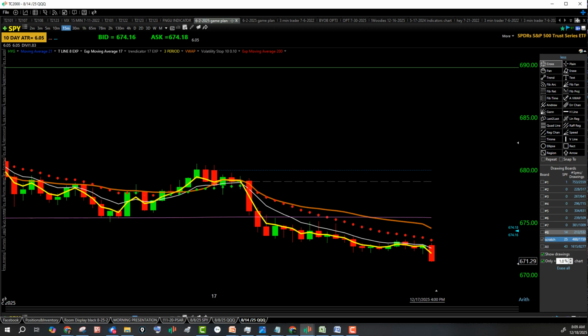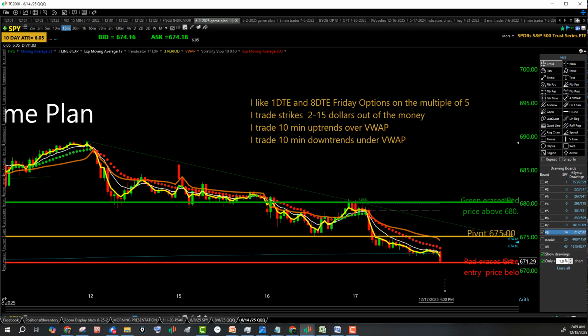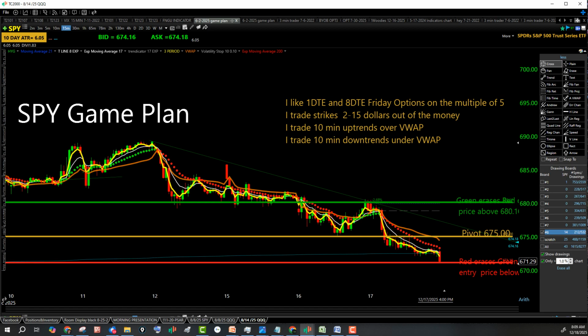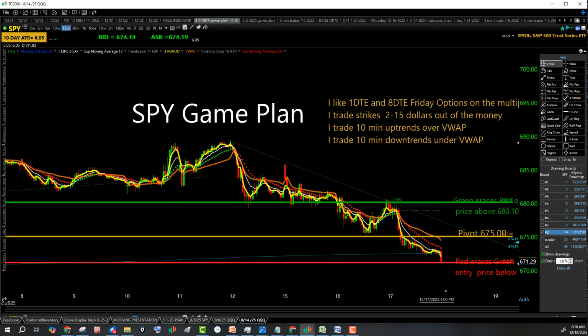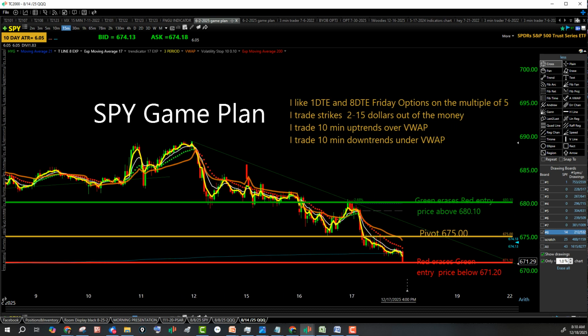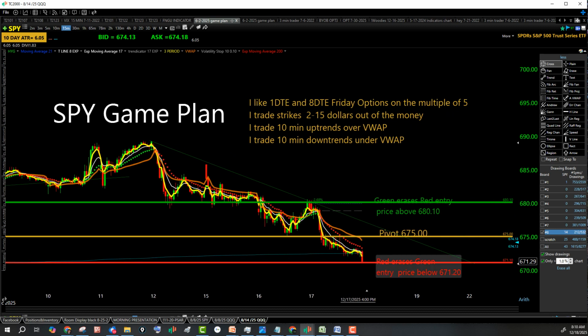We'll look at that on the 15-minute chart. Zoom in here. Yeah, let me move some stuff around just a little bit. Let's move this over, slide that over there, move this down, this up. Okay, so game plan for today. Okay, my pivot, 675. Above it, I'm a bull. Below it, I'm a bear. Okay, so that's a pivot, 675.